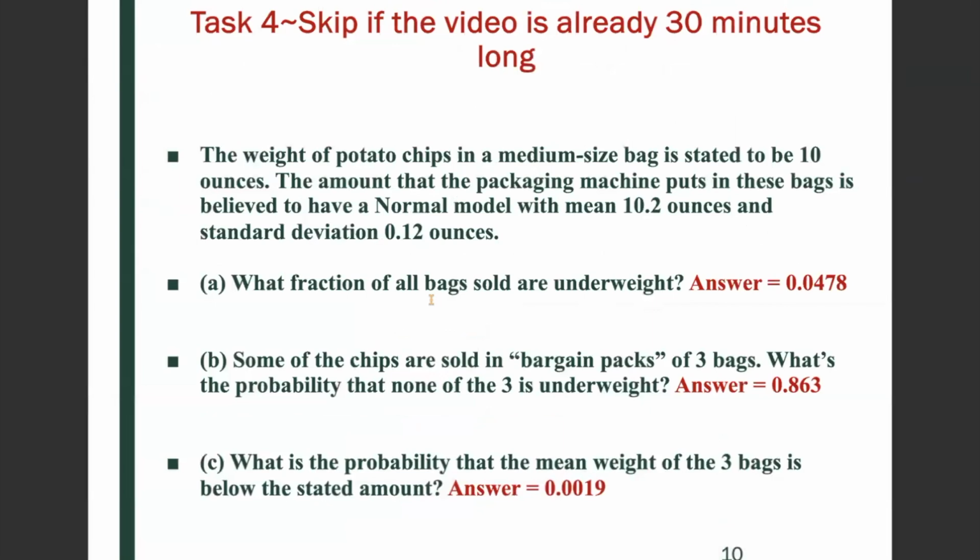All right, task 4. The weight of potato chips in a medium-sized bag is stated to be 10 ounces. The amount that the packaging machine puts in these bags is believed to have a normal model with mean 10.2 ounces and standard deviation 0.12 ounces. What fraction of all bags sold are underweight?